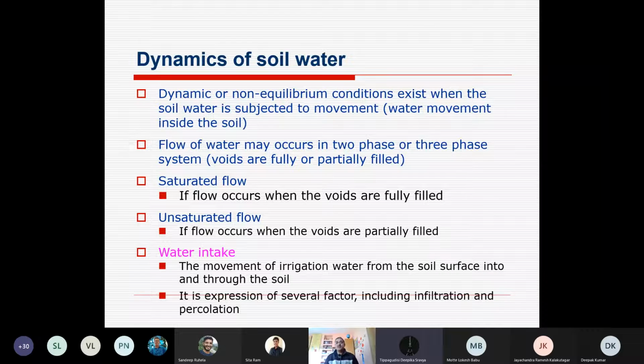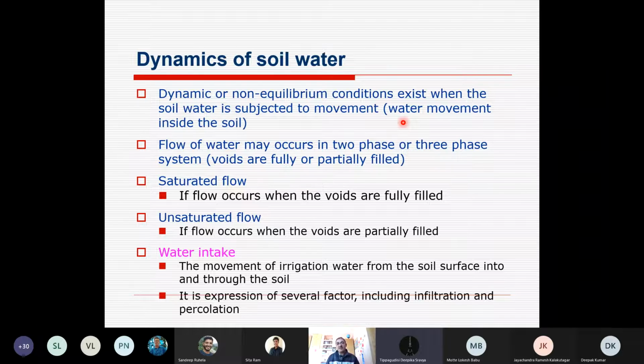So slowly air is released, removed, and water fills the voids. So in this condition, water is basically dynamic. It is moving from the top surface inside the soil, within soil. So here we can say it is basically a dynamic or non-equilibrium condition. It is moving. A non-equilibrium condition exists when the soil water is subjected to movement. Basically, that is water movement inside soil.